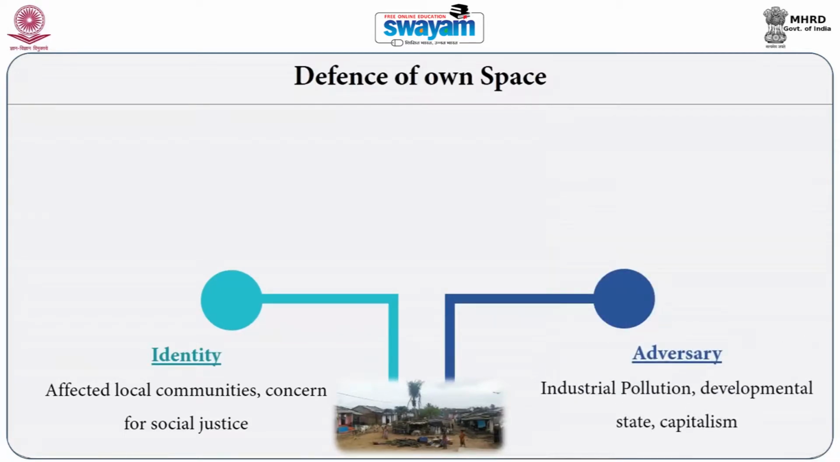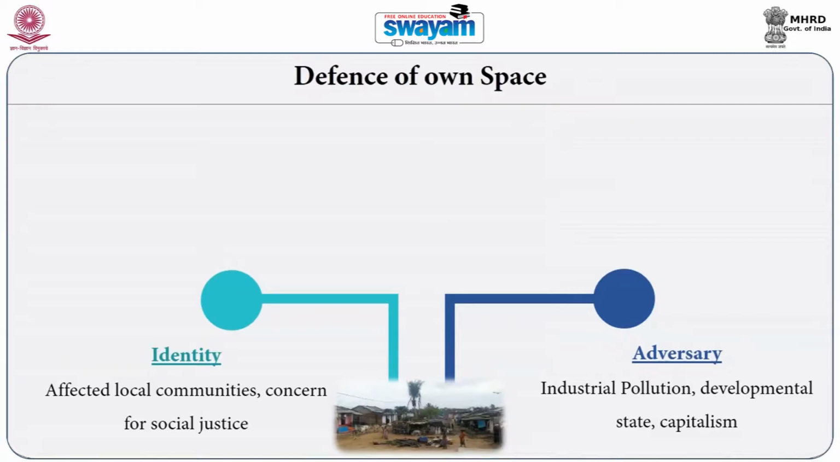What is the adversary in this kind of movement? In this kind of environmental movement, which talks about defense of one's right over the local space, the main adversary is either industrial pollution or development, or the capitalist state, because most of these movements essentially invoke the idea of space, of physicality, because there is a particular space, a particular geographical region, which becomes the site of environmental degradation.